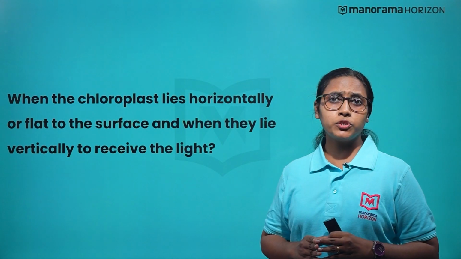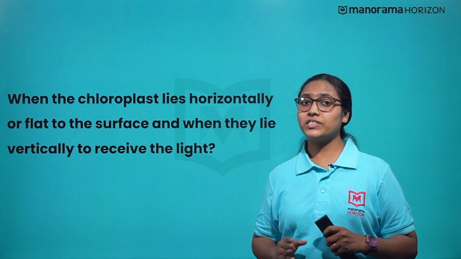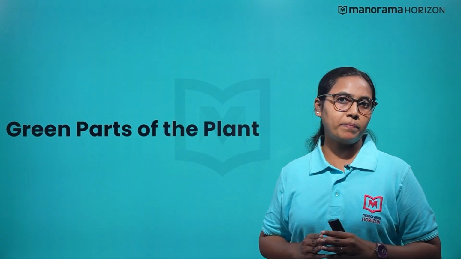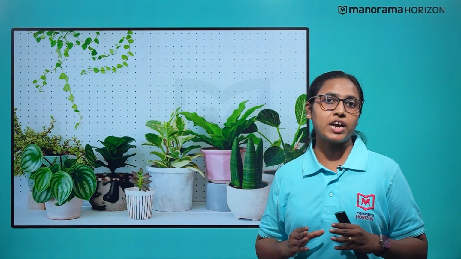Is it correct to say that only leaves undergo photosynthesis? No, it is not. Green parts of the plant undergo photosynthesis. The presence of chloroplast in these green parts and the photosynthetic pigment helps to trap solar energy and carry forward the process of photosynthesis.